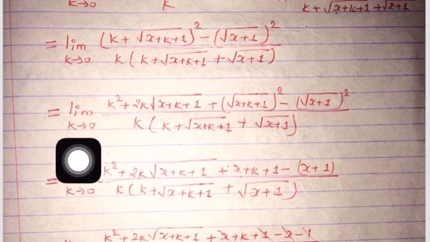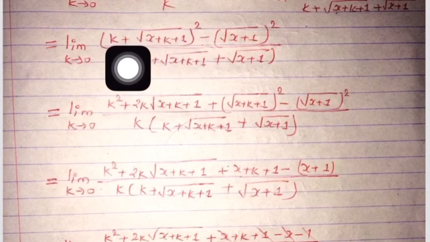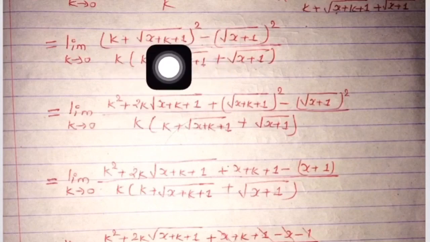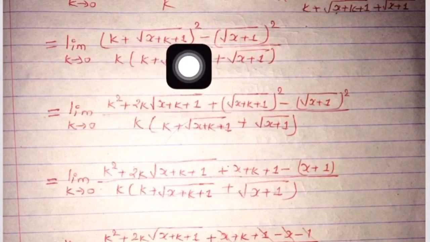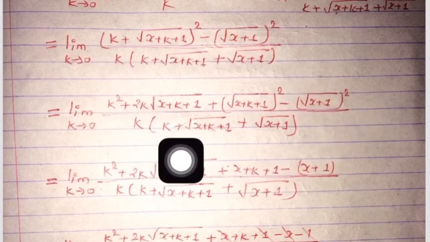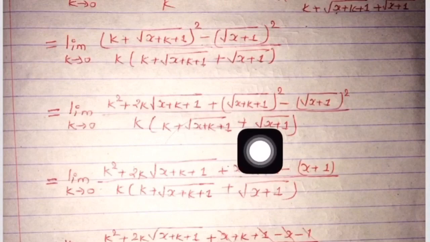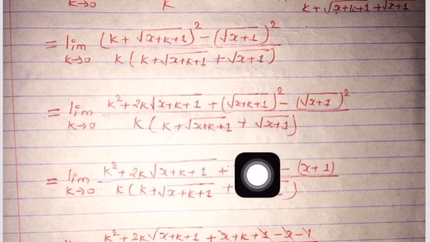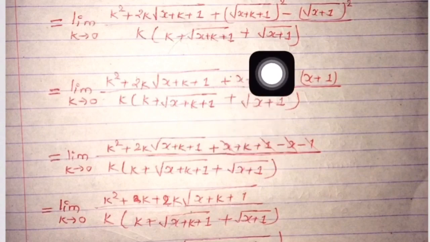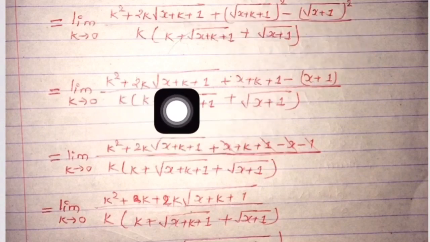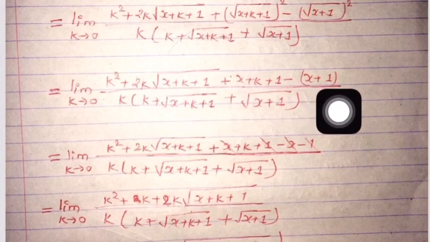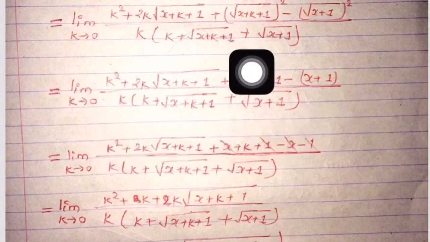Okay, next line, limit k tends to 0 is there, and after opening this bracket as (a + b)², we get k² + 2k√(x + k + 1) + x + k + 1, minus (√(x + 1))² is there, whole divided by k + √(x + k + 1) + √(x + 1) as it is. Now limit k tends to 0, and after opening this bracket as well, we have k² + 2k√(x + k + 1) + x + k + 1 − x − 1, whole divided by the remaining denominator as it is.